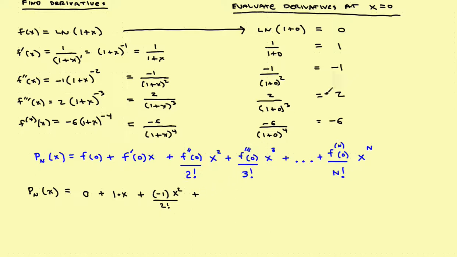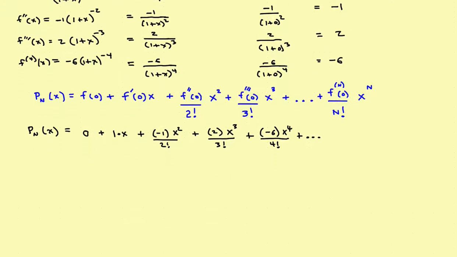third derivative would be a 2. So that's going to be 2 times, and it's going to be x cubed divided by 3 factorial, then plus the fourth derivative is -6, so I've got a -6 times x to the fourth divided by 4 factorial. And then plus, and it'll go on and we'll stop after so many terms. So let's go ahead and simplify that now.